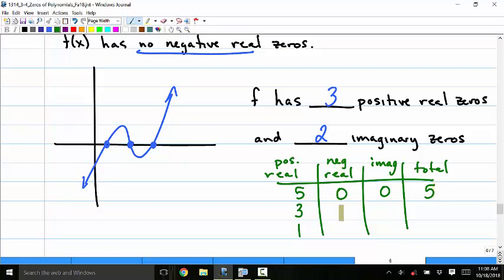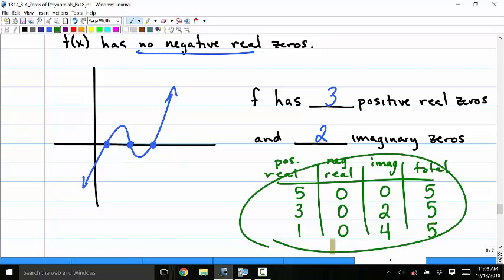We also saw from f of negative x that there were no negative reals, right? So if I have 3 positive reals, I have to have 2 imaginary for a total of 5 zeros. If I had had 1 positive real, I would have had to have 4 imaginary for a total of 5 zeros. You may see this kind of a chart in your Connect Math. I want you to fill it in.